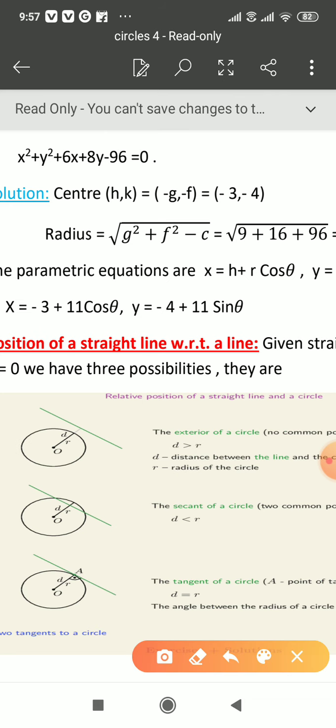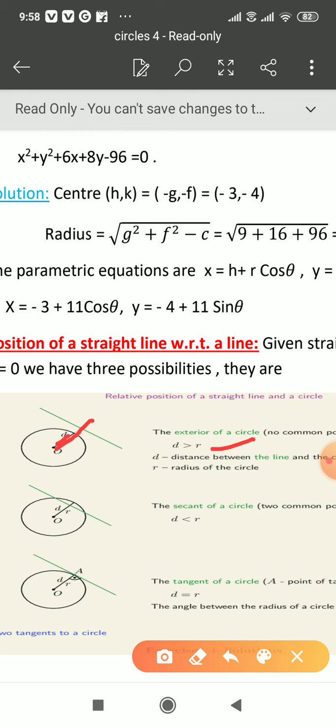Okay, here clearly this is the radius, but this is the distance from the center to that line. So clearly the distance from the center to the line is greater than the radius. This is d greater than r. Therefore, the line is external to the circle. That means there are no common points between the circle and the line.